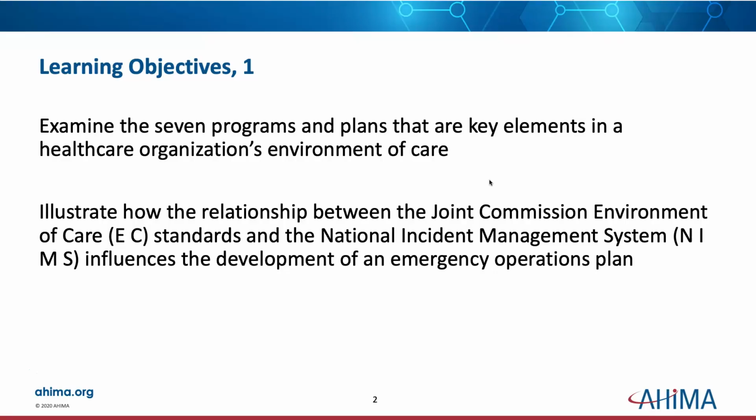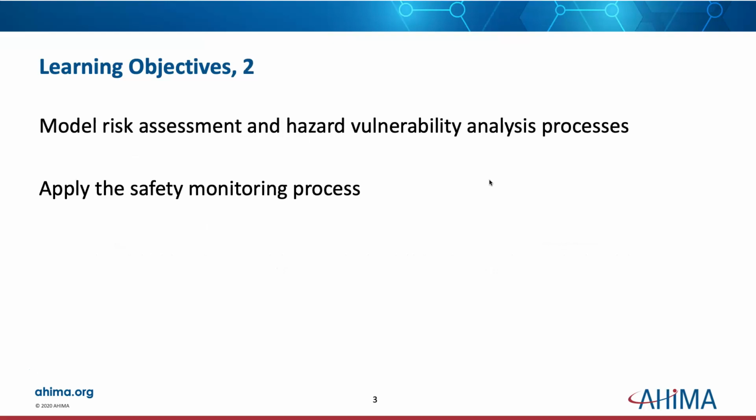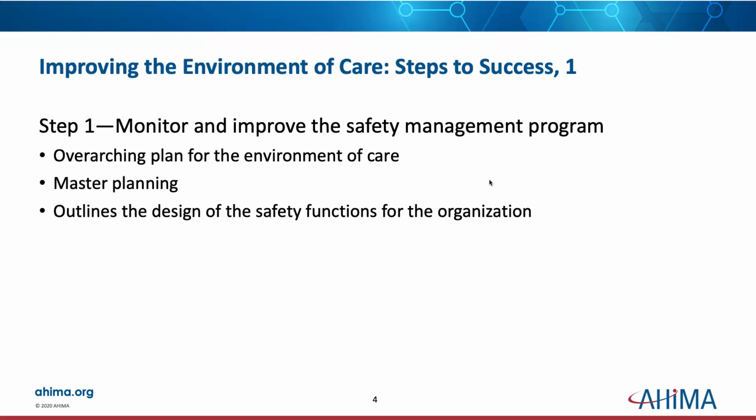The objectives for this chapter are here, looking at the organization's environment of care. So we'll be talking about NIMS, the National Incident Management System, the EC standards from Joint Commission, emergency operations plans, risk assessments, hazard vulnerability analysis processes, and safety monitoring. So let's talk about the environment of care. That's pretty much buildings, facilities, maintenance, housekeeping, all those types of things.